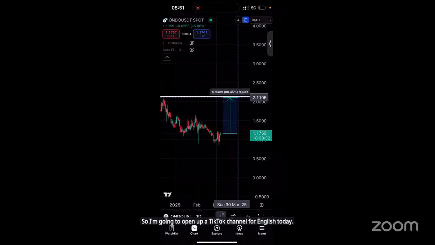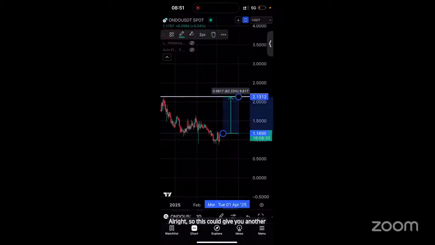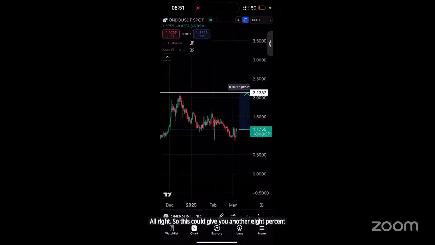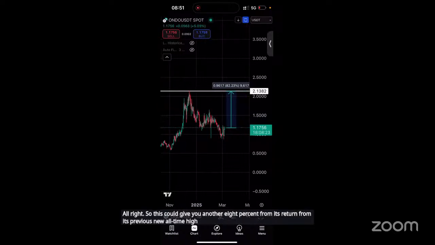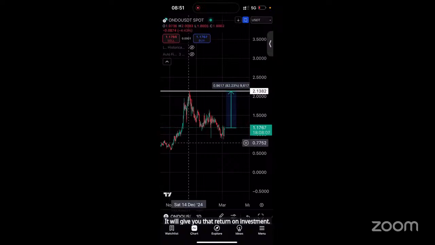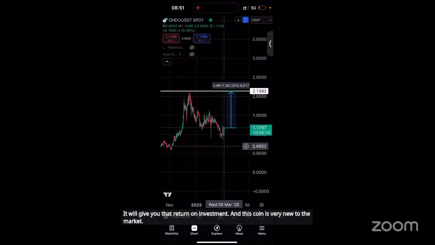All right. So this could give you another 80% return from its previous all-time high. So maybe you could buy, because this could give you 80%. I don't know when, but in the next 3 to 6 months, this is possible. It will give you that return on investment. And this coin is very new to the market. It's not an old coin.